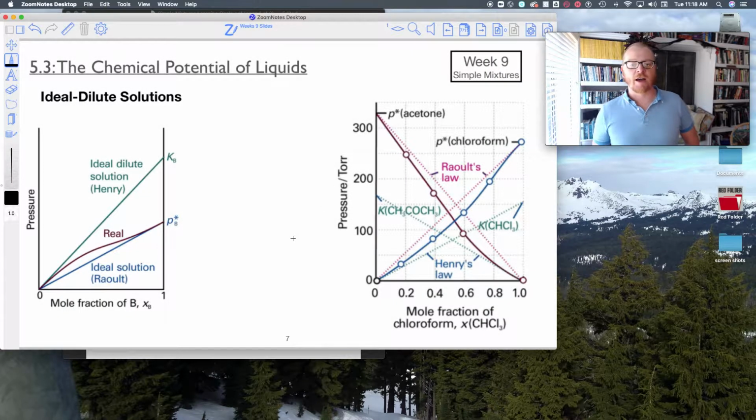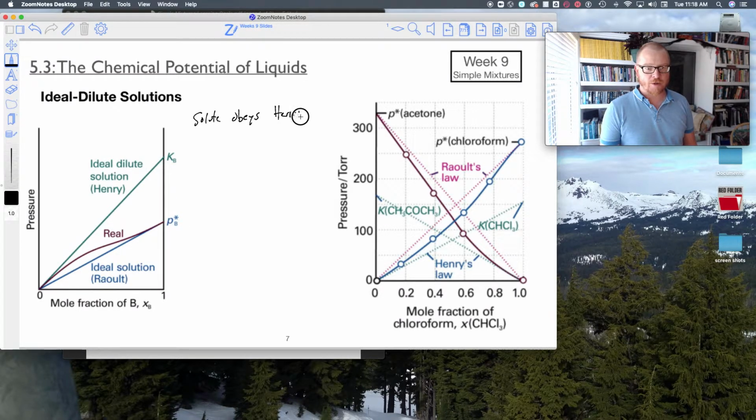Let's expand on that a little bit more. Okay, so in an ideal dilute solution, the solute obeys Henry's law, which I'll write down soon. And maybe you remember Henry's law from Chem 109. That's gas solubility. And the solvent obeys, as you might guess, Raoult's law.